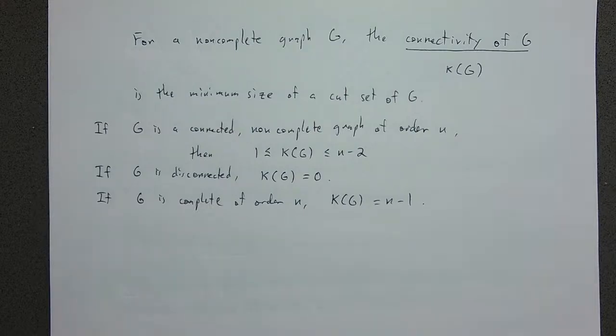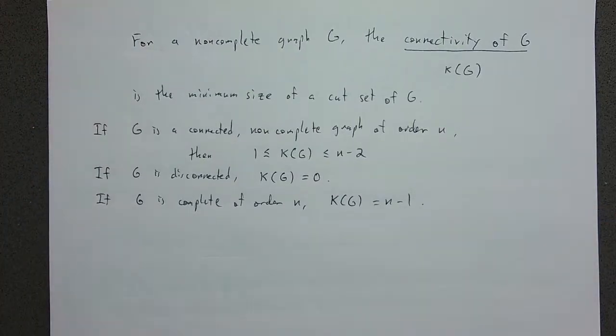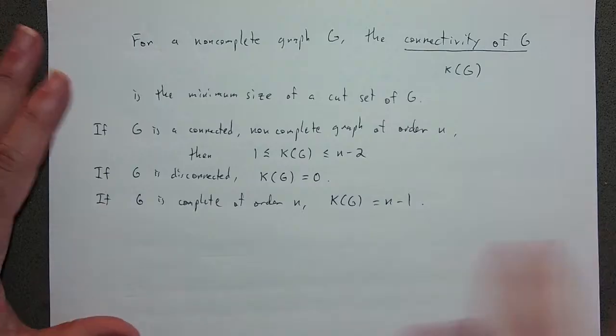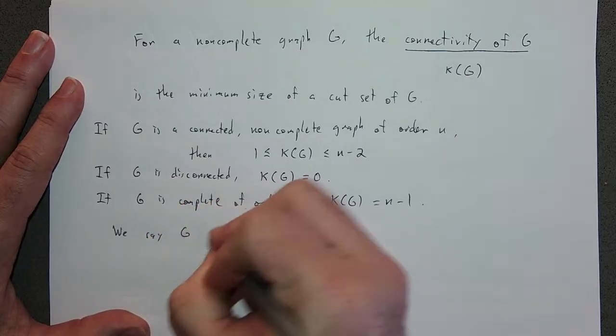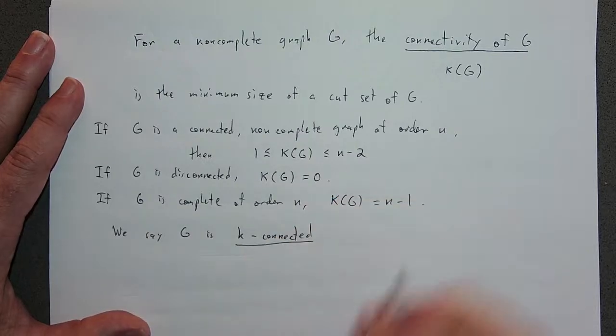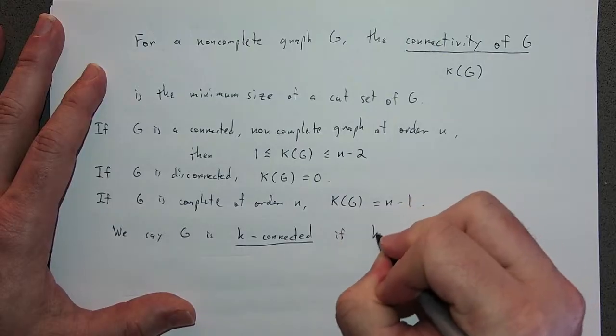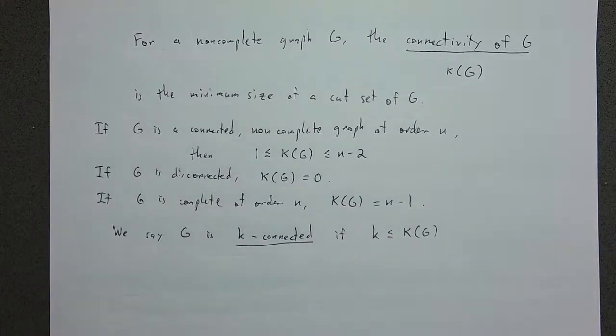This connectivity allows us, this notion we were kind of being silly about when talking about something being more connected than another thing, but it turns out we can actually use this to say exactly that sort of thing. So we say G is k-connected if the connectivity of G is at least k. Of course, saying what the connectivity is means that the minimum size of a cut set of G is at least k. Right? It can't be smaller than k.